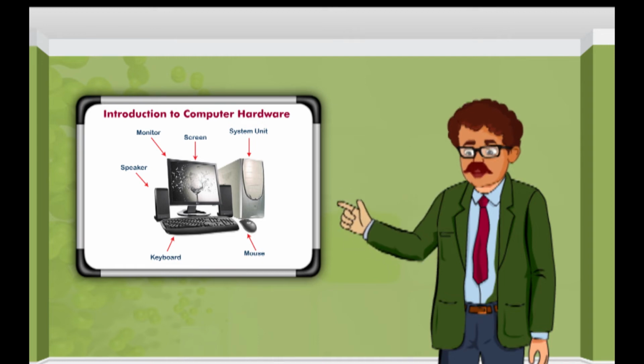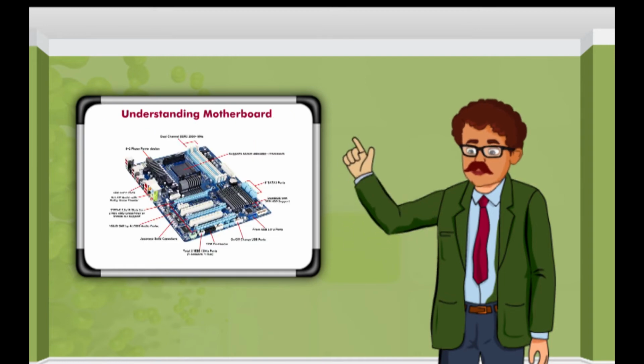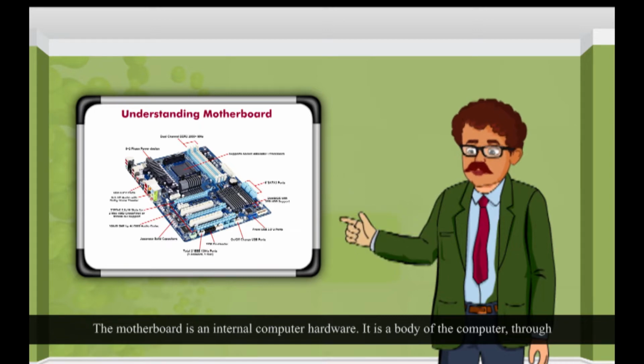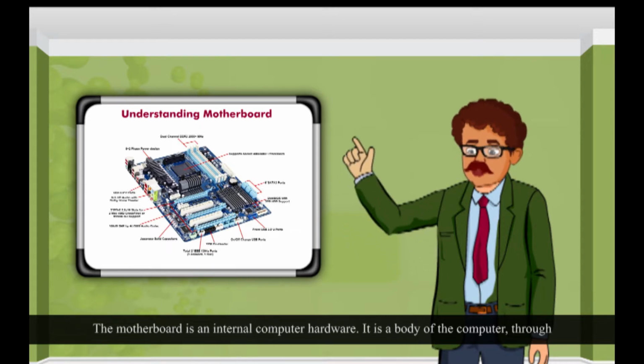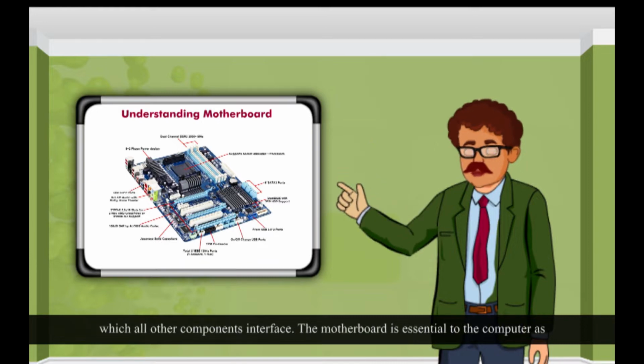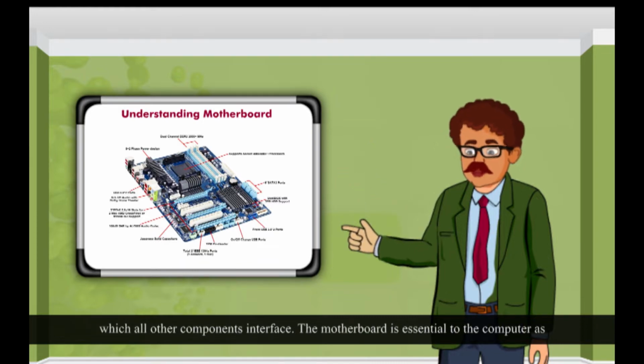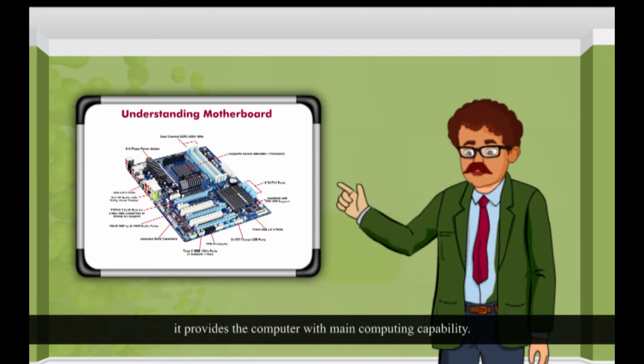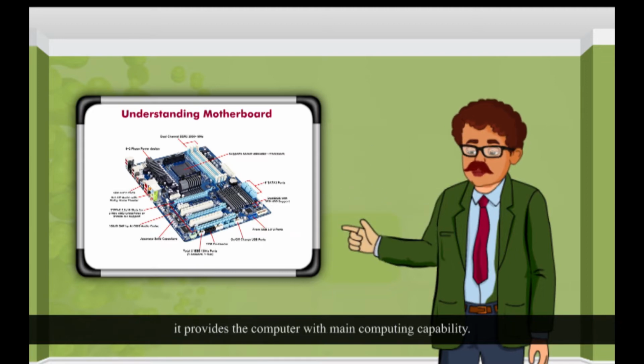Introduction to computer hardware. Understanding the motherboard. The motherboard is an internal computer hardware. It is the body of the computer, through which all other components interface. The motherboard is essential to the computer as it provides the computer with main computing capability.